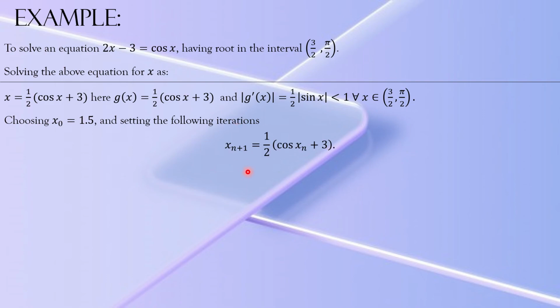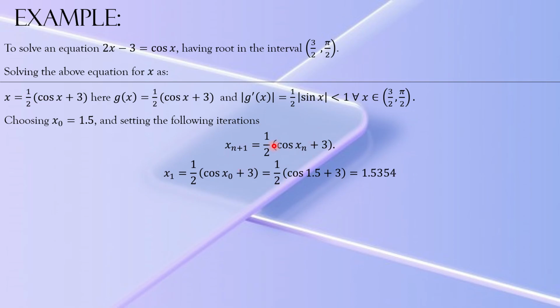x_(n+1) would be 1/2 cos x_n plus 3. Just replace x on the left side with x_(n+1). That's the new value, whereas this x would be replaced with the old value, where n is equal to 0, 1, 2, 3, 4, and so on. So let's start with n equal to 0.